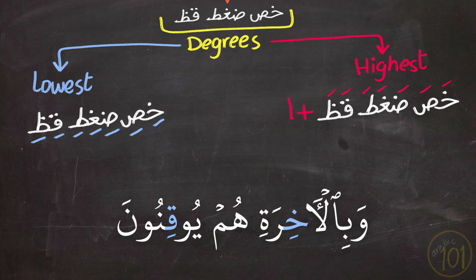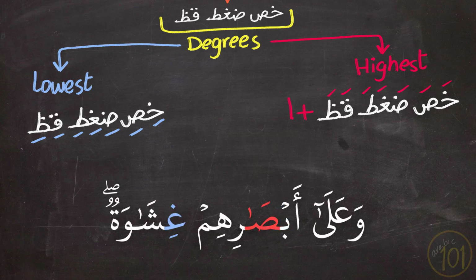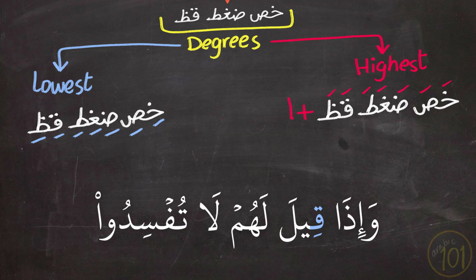وَبِالْآخِرَةِ هُمْ يُوقِنُونَ. اهدنا الصراط المستقيم. وعلى أبصارهم غشاوة. وإذا قيل لهم لا تفسدوا.